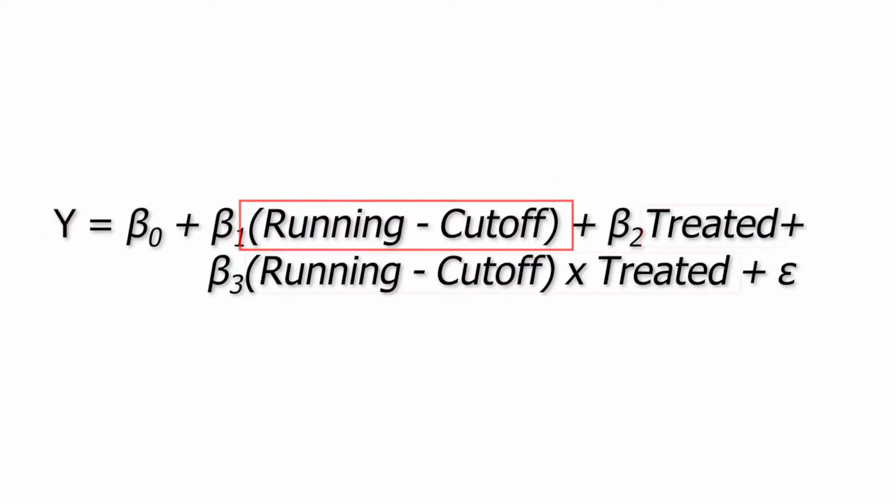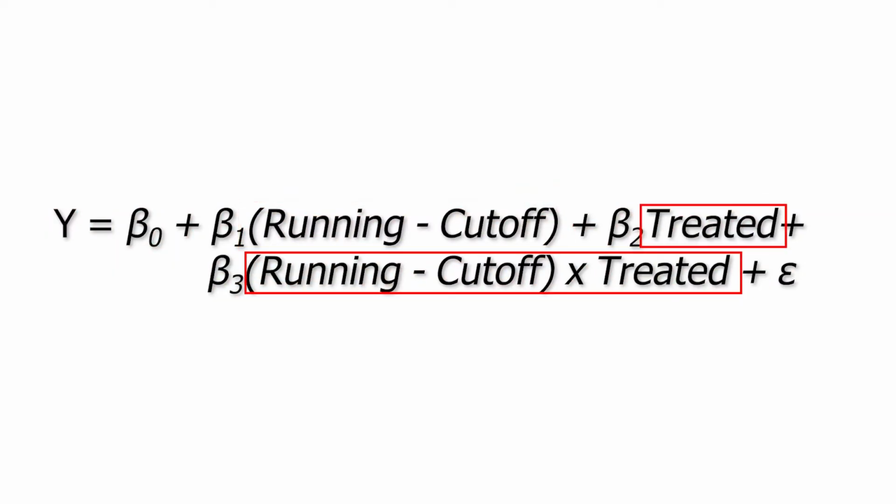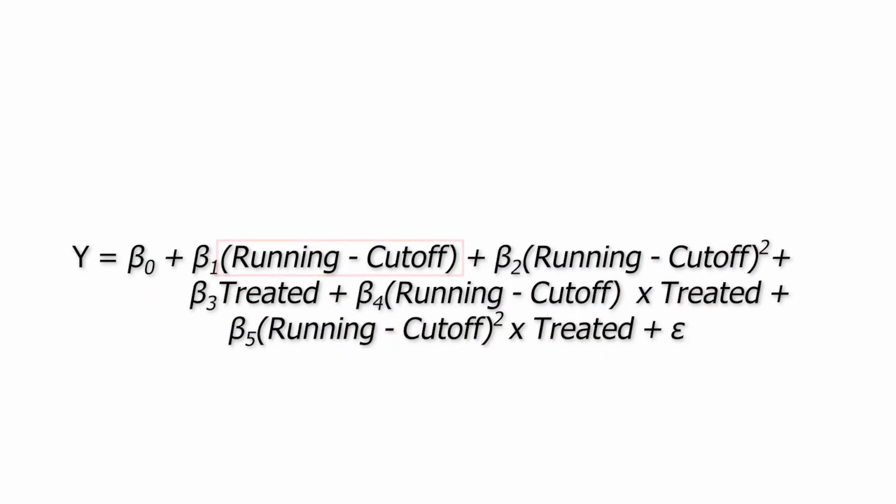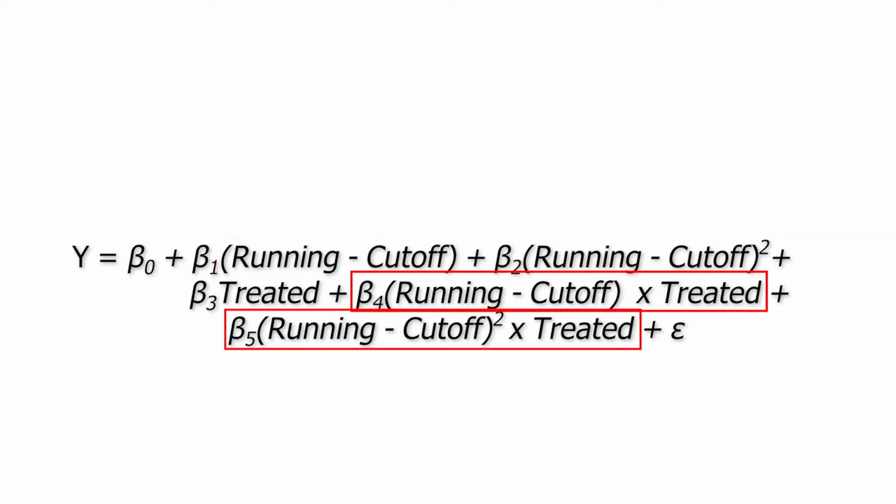And adding this polynomial term is super duper easy. What did we have before? We had the running variable minus the cutoff, and then we interacted that with whether you're on one side of the cutoff or another. Done. For a polynomial term, you just have the running variable minus the cutoff, and the running variable minus the cutoff squared, and then you interact that with whether you are above or below the treated cutoff. That's it. You're done. Very good.